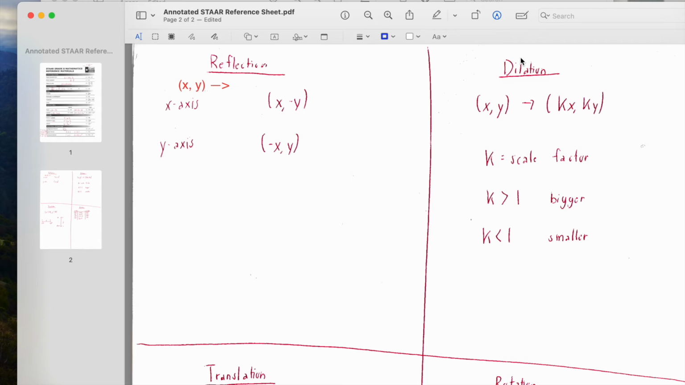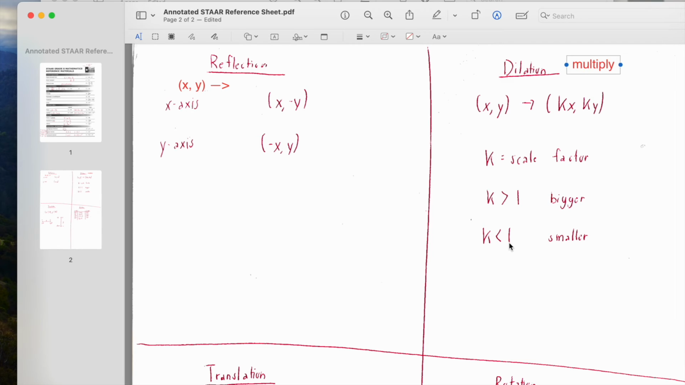Next is our dilation. Dilation always starts off with x comma y, arrow, and this time we're using kx comma ky. With dilation, we're always multiplying. The shape is either getting bigger or smaller, and k, usually a number, is called the scale factor. If the number is bigger than 1, our shape gets bigger.